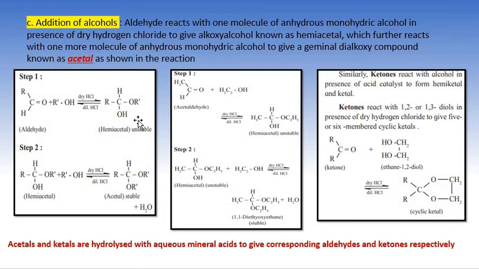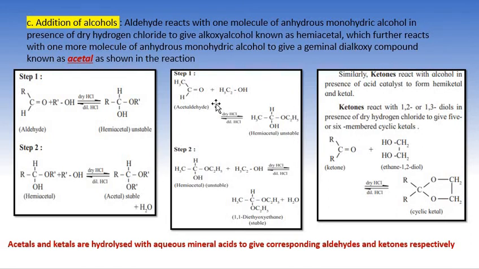It is an unstable compound. In the next step, this hemiacetal will be added to another molecule of monohydric alcohol, which is anhydrous again, in presence of dry HCl to give you acetal. During the formation of acetal, what will happen? Another alkoxy group will go to the carbon and replace this OH with OR to form acetal.